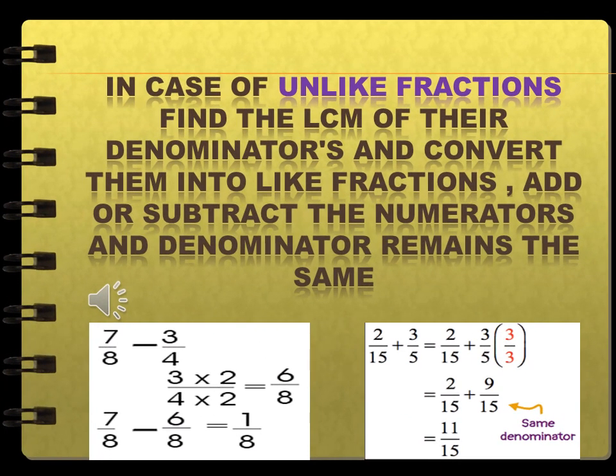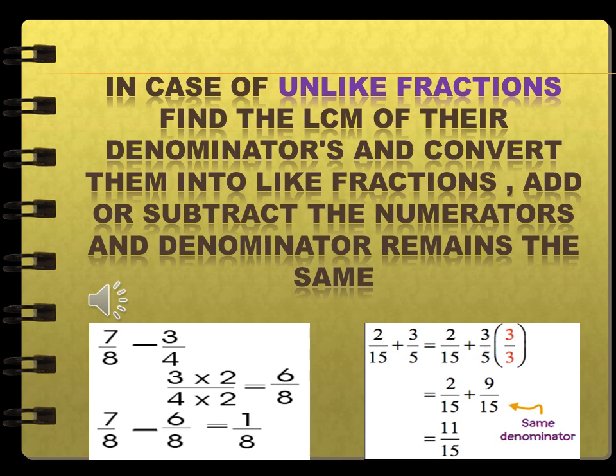Let's see how to do addition and subtraction when the fractions are unlike, meaning they do not have the same denominators. So you need to convert them first into like fractions. As you can see in the example on the screen, we have to find the difference between 7 upon 8 and 3 upon 4. So these are unlike fractions because the denominators are not the same. We need to convert them into like fractions first.